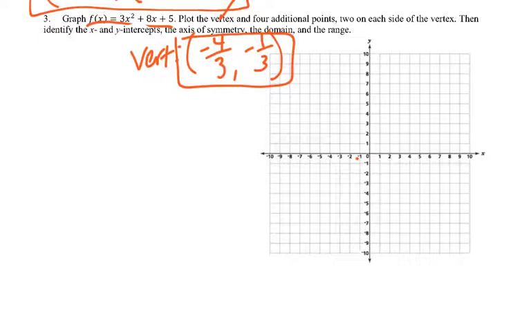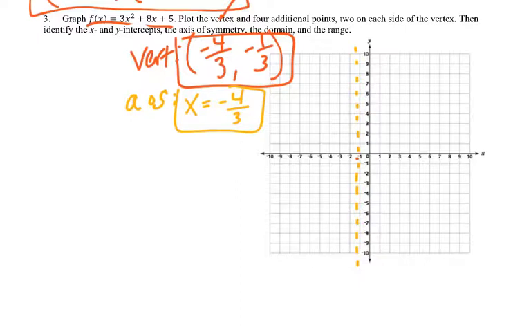We're going to need our 4 additional points, the 2 on each side of the vertex. We can plot our y-intercept and our x-intercept as some of those points, which will help us. We also can immediately identify our axis of symmetry. Our axis of symmetry is going to be x equals negative 4/3. I'm going to draw a dotted line through that. Just to remember that when we have 1 point on our parabola, we technically can find 2 points because we can get the mirror image of that point.